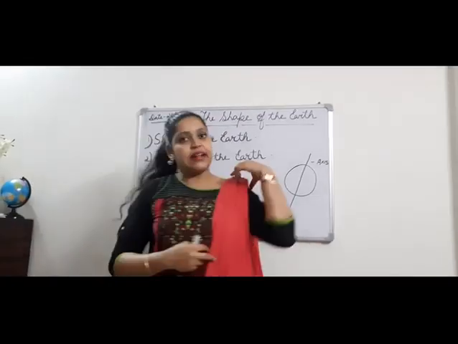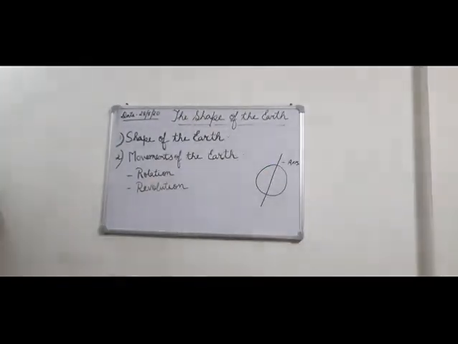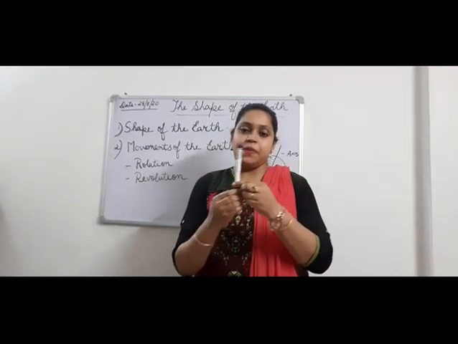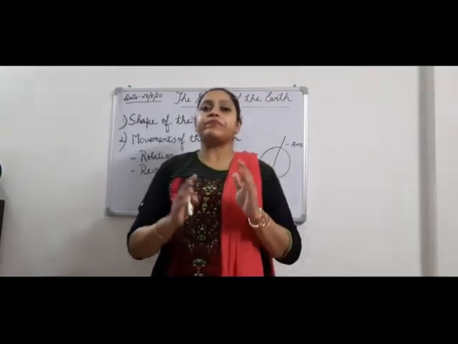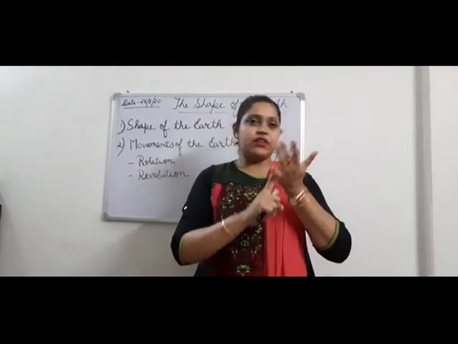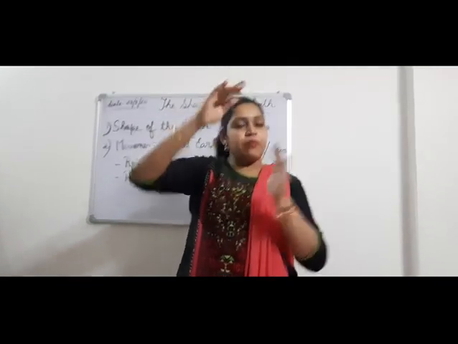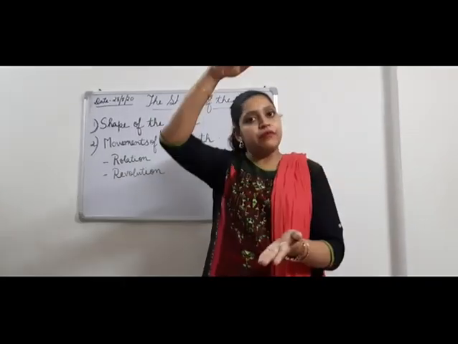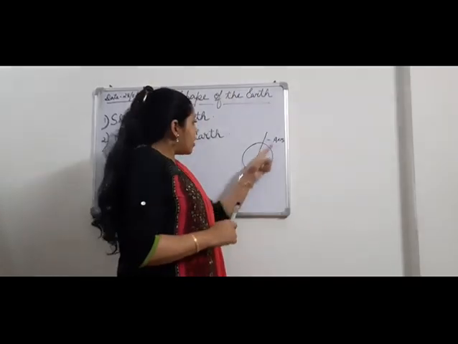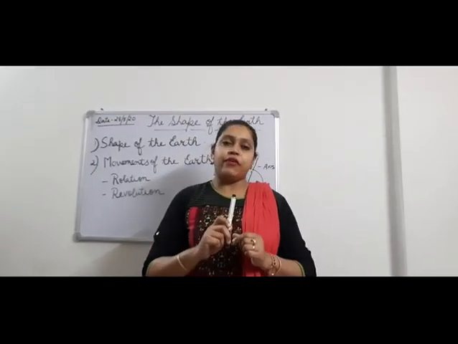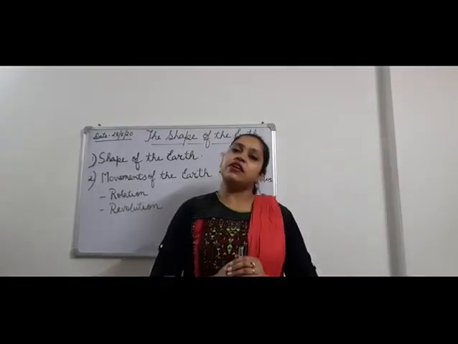So children, is it clear? First, we have studied rotation. Rotation is this movement, and simultaneously it goes round the sun. So children, we shall stop here, otherwise you will be confused. First, we have studied that the earth is an oblate sphere, flat at the top, bulging in the middle. Then rotation, the movement of the earth on its axis. And revolution is while rotating, it goes round the sun. This movement is called revolution.